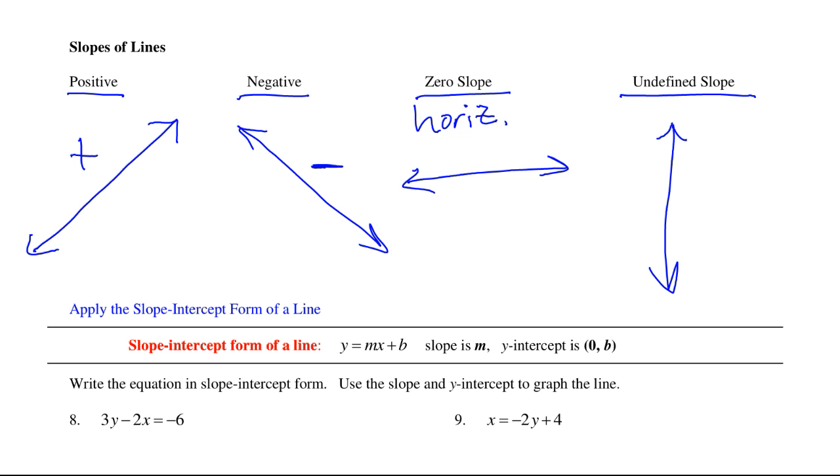Undefined slope is for all vertical lines. They all have undefined. So be careful about telling me that there is no slope. Some people interpret that as 0 slope. Some people interpret it as undefined. So be sure that if you mean 0, you tell me 0. If you mean undefined, say undefined. Okay.